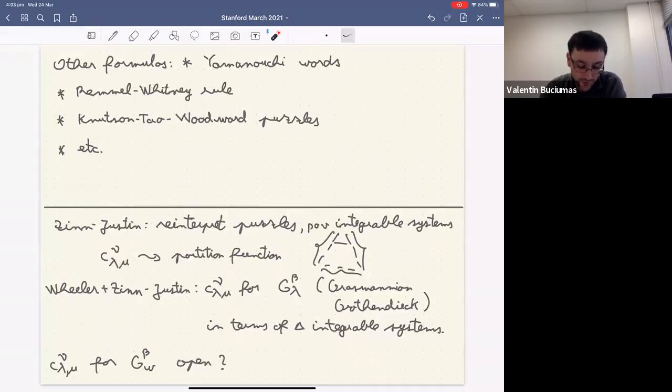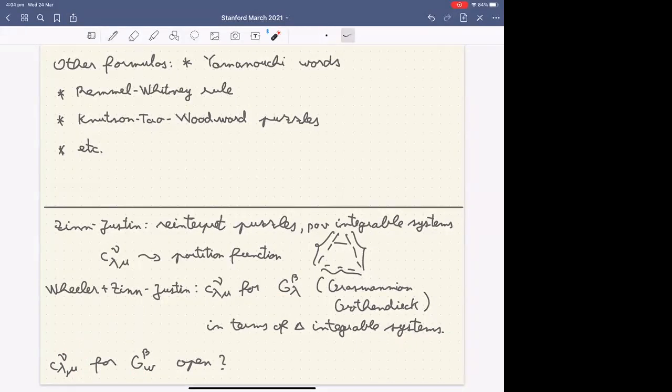And then Wheeler and Zinn-Justin gave formulas for the structure constants for the Grassmannian Grothendieck polynomials. This is in a recent paper in Crelle. And this is again in terms of these puzzles or triangular integrable systems. But as far as I know, the structure coefficients for the general beta Grothendieck polynomials is still an open and somewhat important problem.